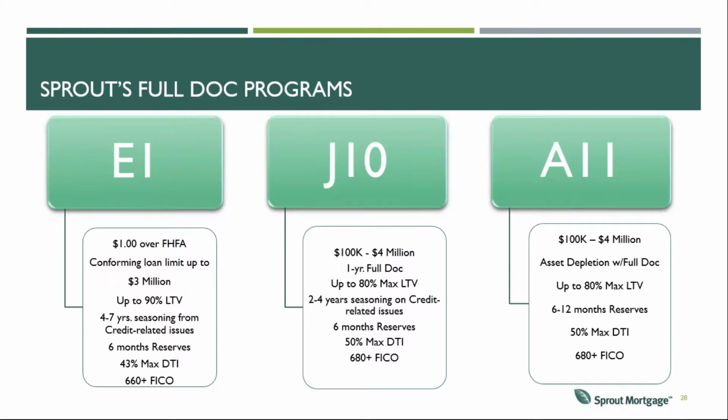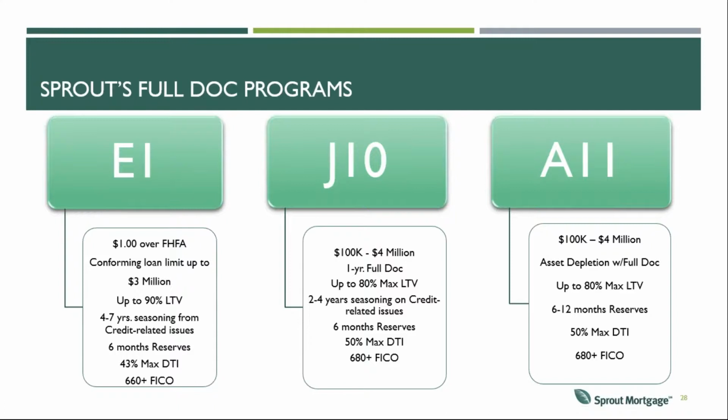On the E1, the loan limit is $3 million. We can go up to 90% LTV. Seasoning for significant adverse credit is 4 to 7 years. Please review the guidelines for details regarding credit. The 4-year requirement applies to short sales and loan modifications, and we're going to require 7 years for bankruptcy, foreclosure, and deed in lieu. Okay, that's on our E1.